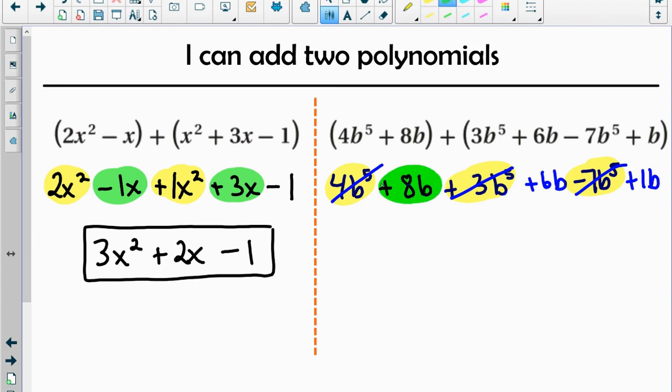So what's left over would be b to the 1st power. And I take those 3 terms and add them together. 8b plus 6b is 14b, plus 1 more is 15b.